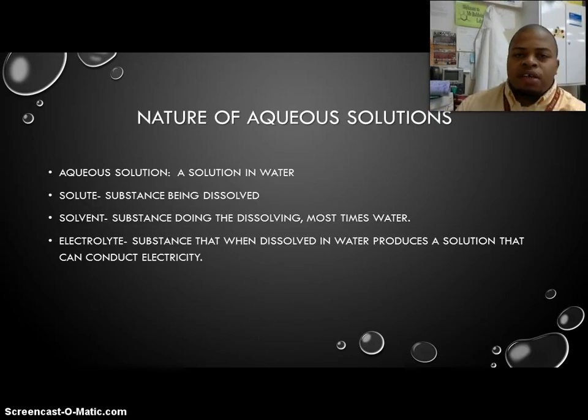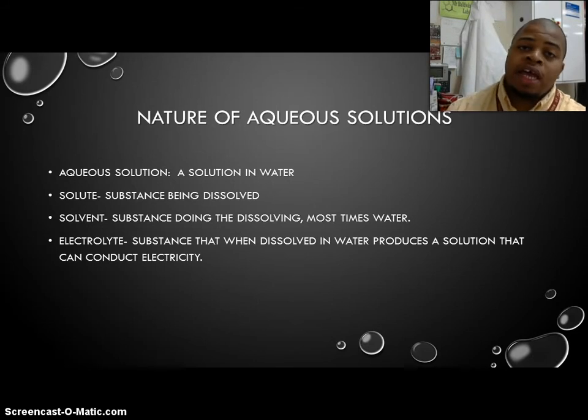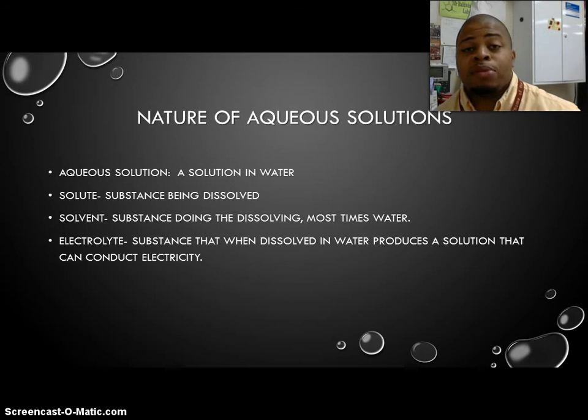Now, aqueous solution, just a couple of definitional terms or general terms. Aqueous solution that we're going to deal with is just talking about the fact that the solution is happening in water, it's dissolved in water. The parts of a solution are actually going to be solute and the solvent. The solute, as you see on the screen, is the substance that's being dissolved. Solvent is going to be the substance doing the dissolving. Again, most times for us, it will be water.